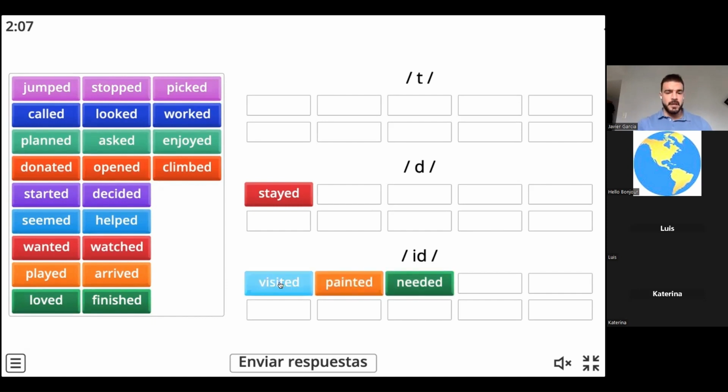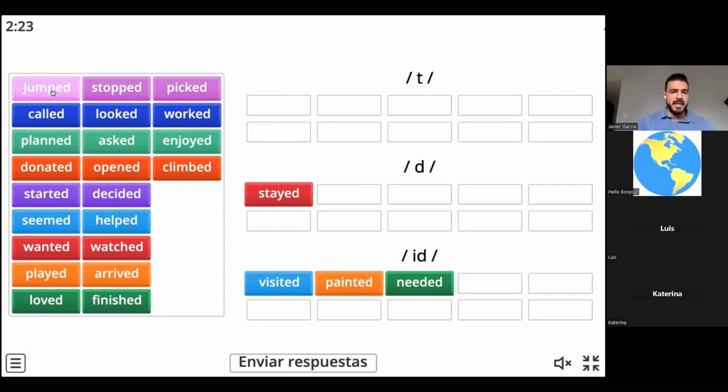And what are we noticing here? It has a T sound here, visit. It has a T sound here, paint. It has a D sound here, need. And the past tense is going to be what? Visited, painted, needed. Okay?